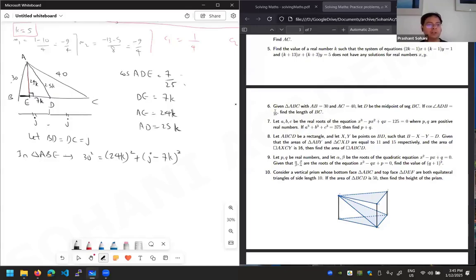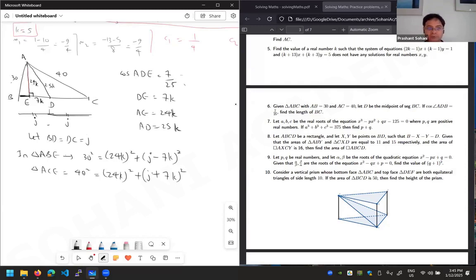And in the same way for triangle ACE, I also know the hypotenuse. So 40 square is 24k square plus CE square. Now, how much is CE? CE will be J plus 7k. So I have two equations and two unknowns. So I can solve this and get the value of J and K, correct?